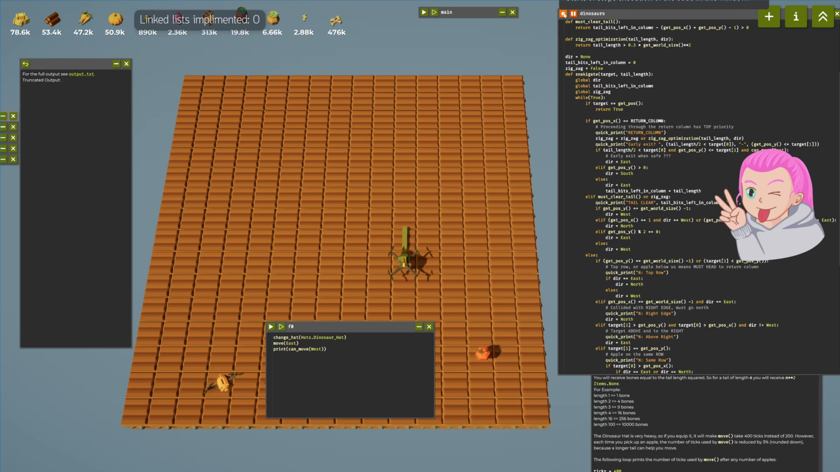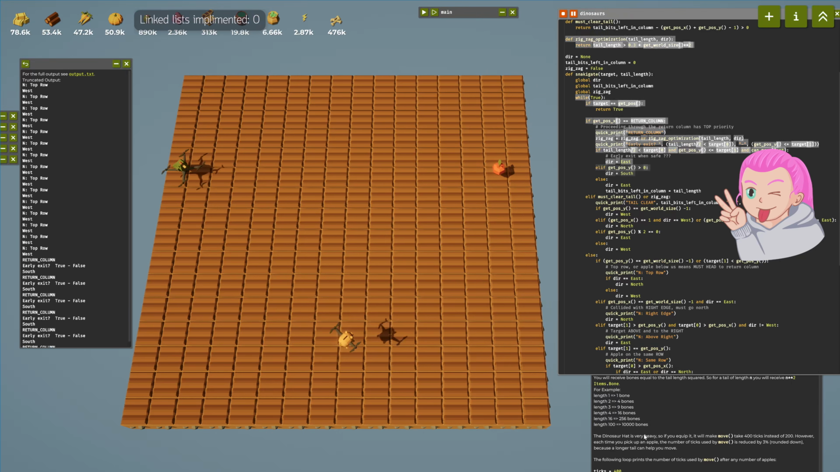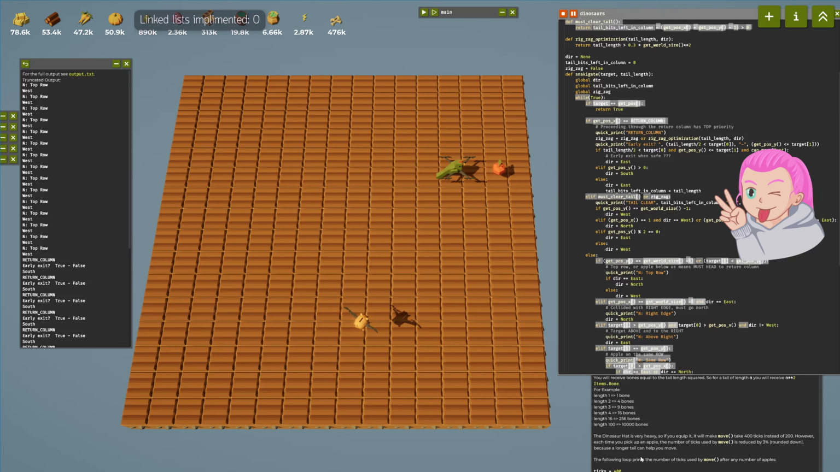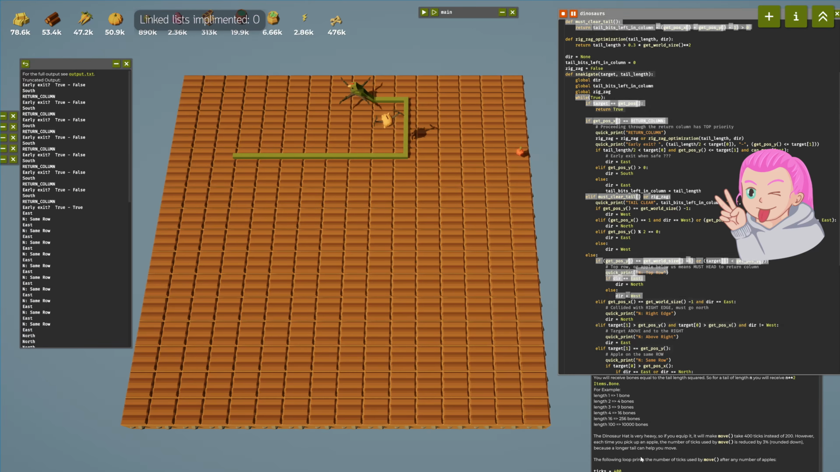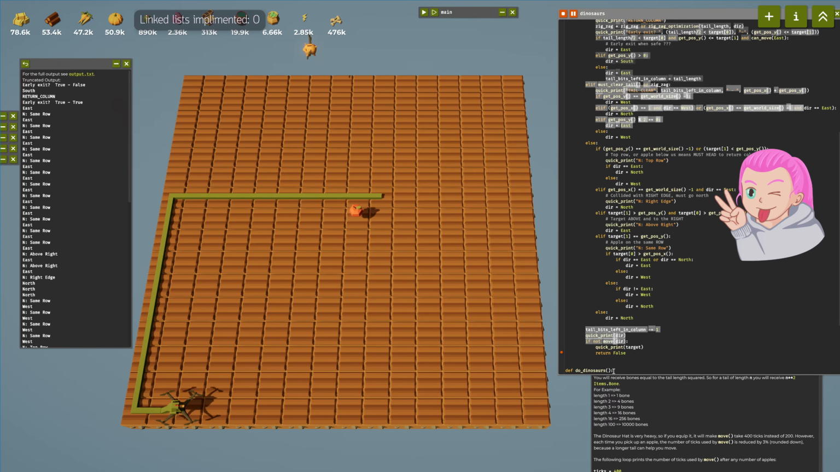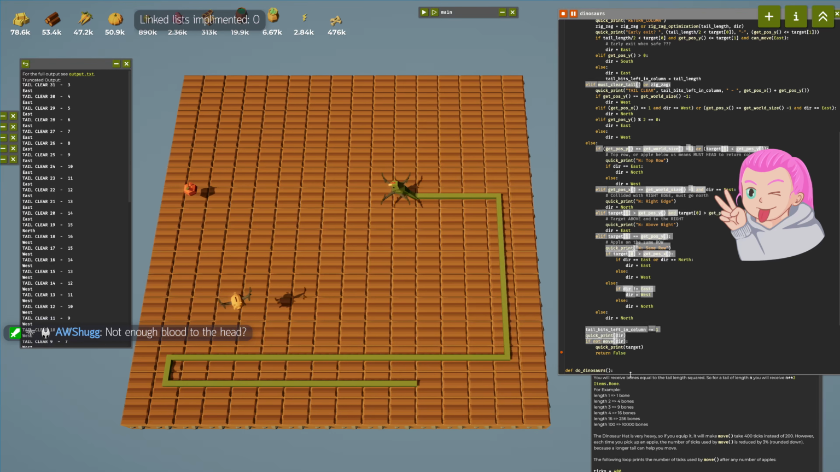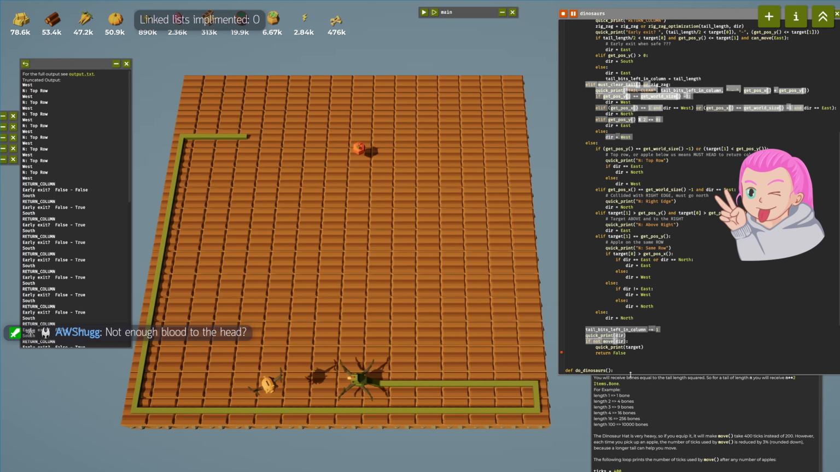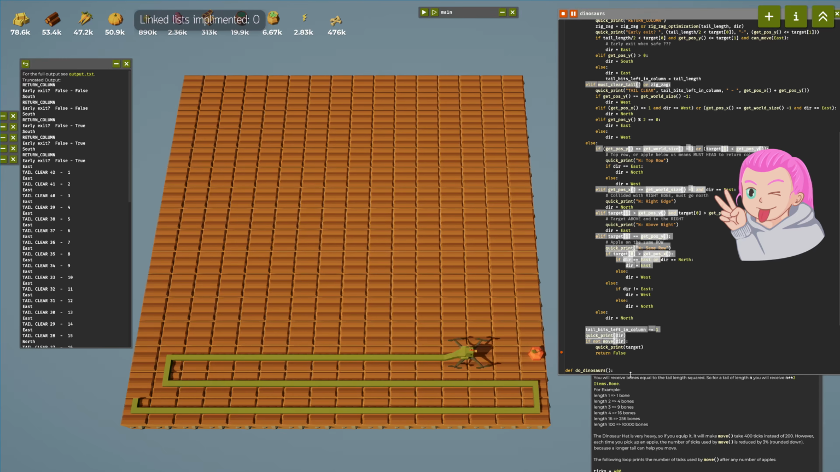Why are you going that way? What's wrong with my snake, chat? Maybe with blood to the head. Probably. Happens more often than I would like to discuss.